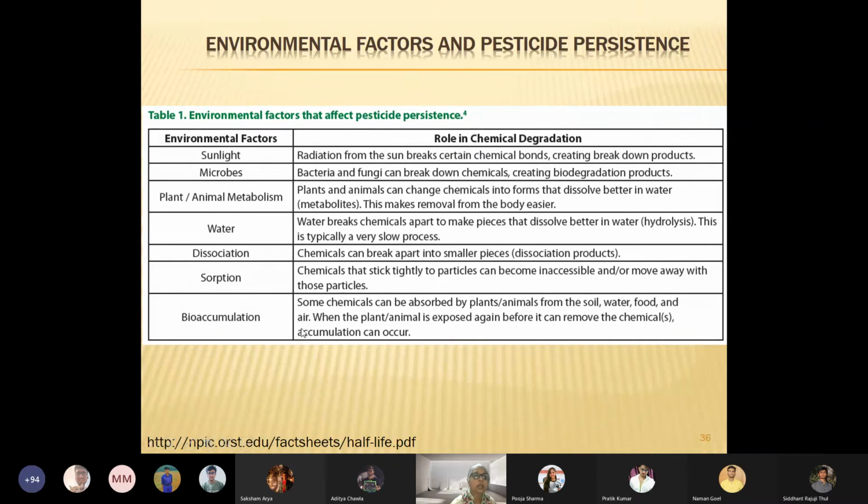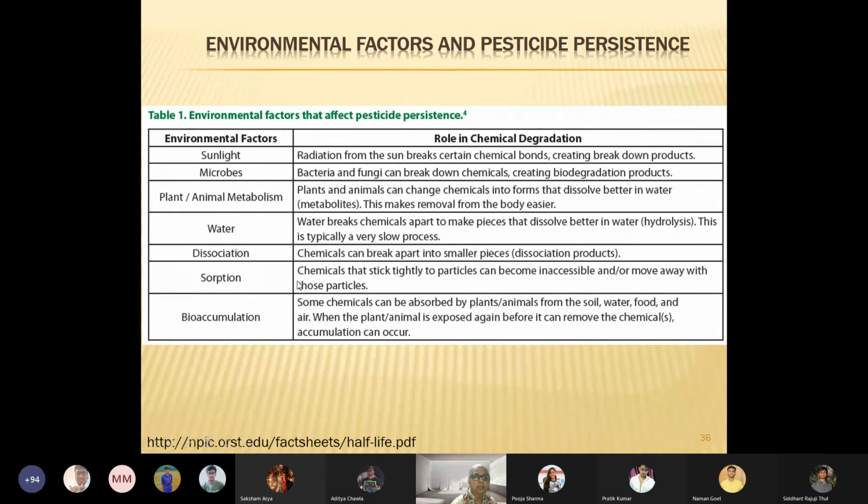Then we come to sorption. These chemicals will stick to any surfaces. So any particles that are there in the environment, the best example is soil. So imagine that a farmer is spraying DDT on the fields. That chemical will stick to the particles in the soil as well as the plant surfaces and so on. So that is called sorption.